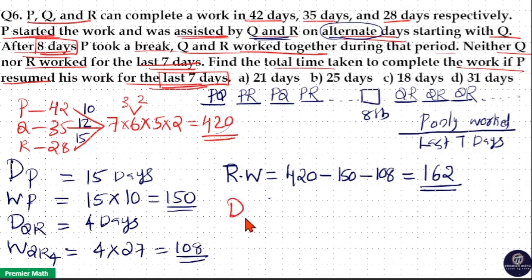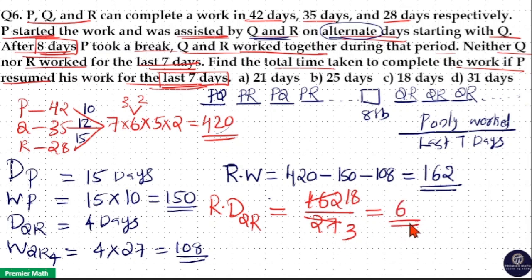Now, days taken by Q and R to complete the remaining work is equal to remaining work, 162 units, divided by efficiency, which is 15 plus 12, 27 units. 9 goes 3 times in 27, 9 goes 18 times in 162. 18 by 3 is 6 days. That is, in between this 8 days and 7 days, Q and R worked for 6 days.